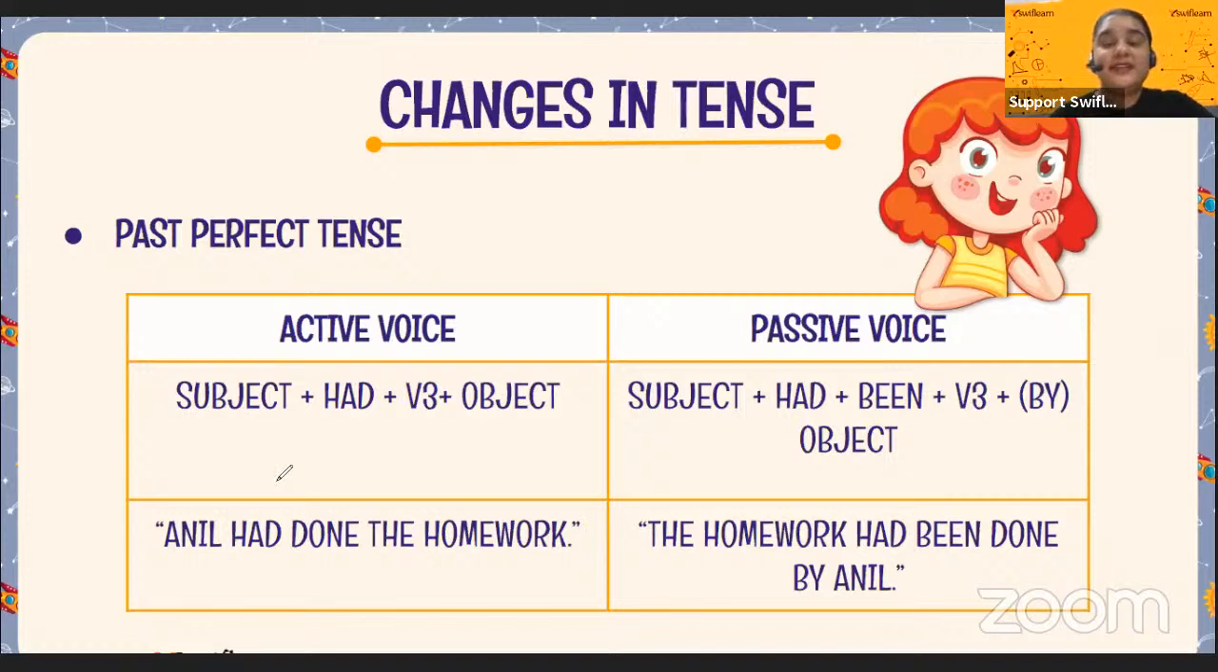So let's read the example. Anil had done the homework. So the answer will be the homework had been done by Anil. So already we are having the verb third form here. So it will help you. Yes? Clear? So I'm giving you 1 minute. Go through this rule so that we can continue.